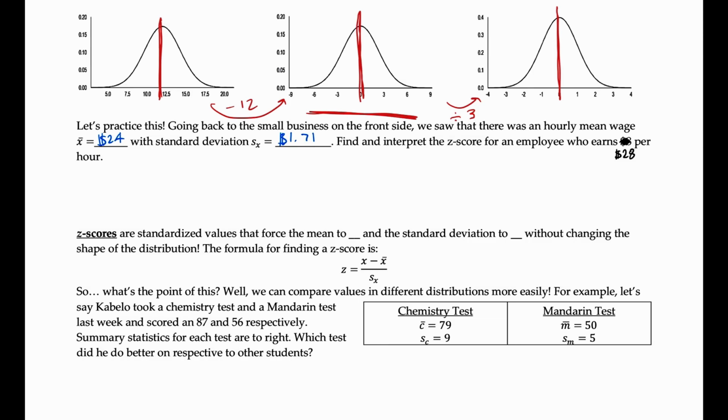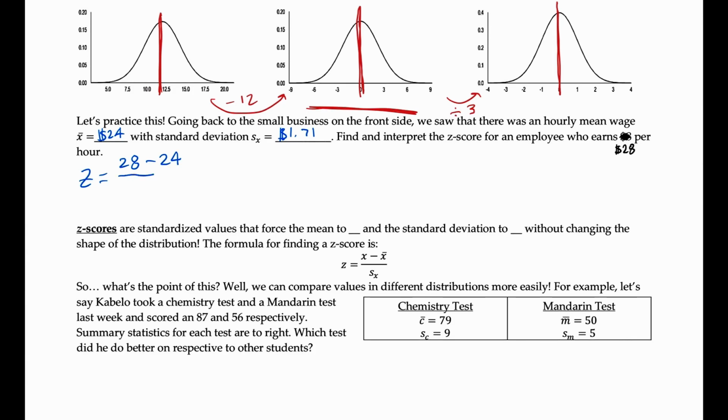Well, let's go ahead first and calculate it. So first we'll find the z-score. We're going to take our data point, 28. We're going to subtract the mean, which is 24. And then we are going to divide it all by the standard deviation. So if we subtract on the top, we get 4. And we divide that by 1.71, and we get that our z is approximately 2.34-ish. It's okay to round.